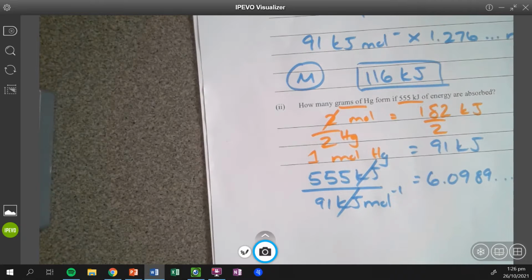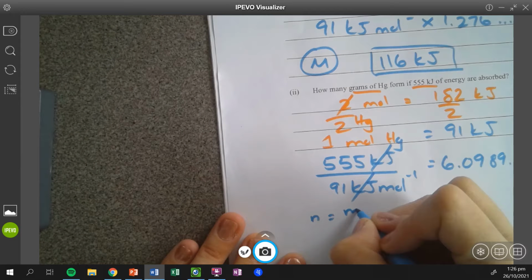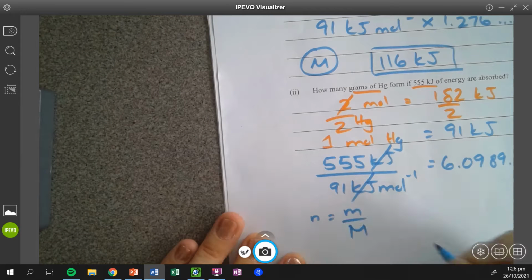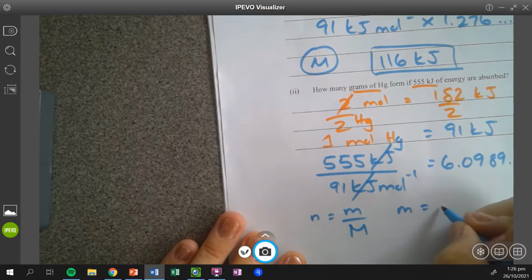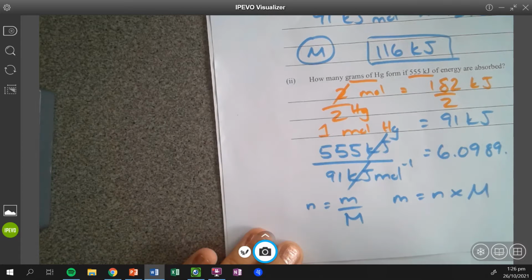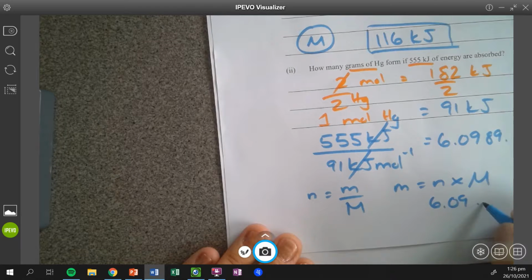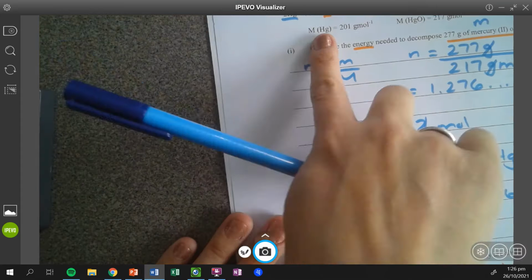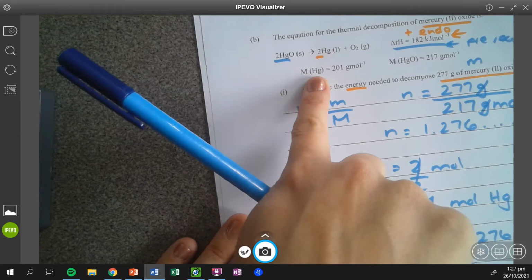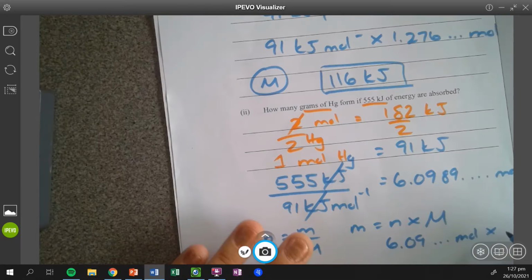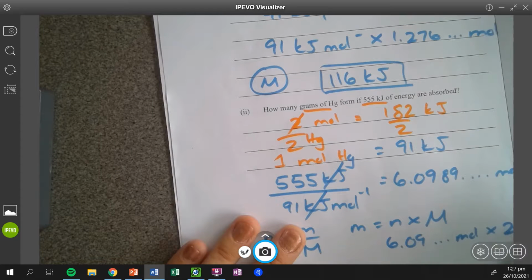Cool. All right, next thing then is I need to figure out the mass. If I know that moles equals mass times molecular mass, then mass is equal to moles times molar mass. So I'm going to take that number, 6.09 moles, and I'm going to times it by the molecular mass of my mercury. Surprise, surprise, they've given me that one as well. So that's 201 grams per mole.